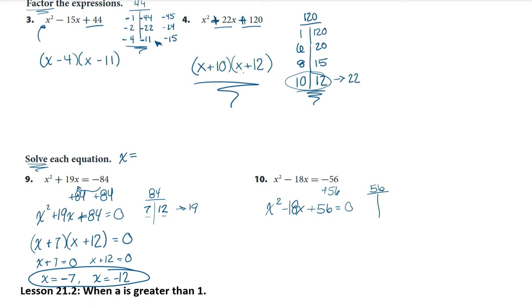So 56 is a little tricky. You may not know all the factors of that one. So again, just start listing them, and you can use a calculator to do some division here. But what eventually you're going to get to is 4 and 14, which are both negative, again, because a negative times a negative gives us the positive 56, and a negative plus a negative gives us the negative. So x minus 4 times x minus 14 equals 0. Again, set them both equal to 0 and solve, so you get x equals 4 and 14, and that would be your final answer there.